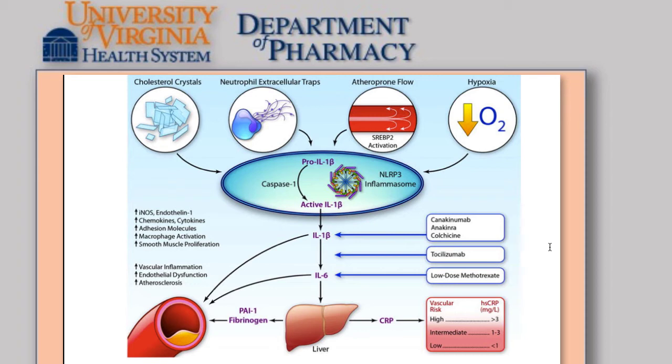So there's something called the NOD-like receptor 3 inflammasome, and this can be activated by a variety of things, including cholesterol crystals, neutrophil extracellular traps, atherosclerotic flow, and hypoxia. When this inflammasome is activated, it causes activation of interleukin-1 beta. Interleukin-1 beta is really reliant on other factors triggering its production and activation, compared to interleukin-1 alpha, which is sort of an alarmin that's produced in cells throughout the body, even in healthy individuals, whereas interleukin-1 beta requires this inflammasome response before it's able to activate.